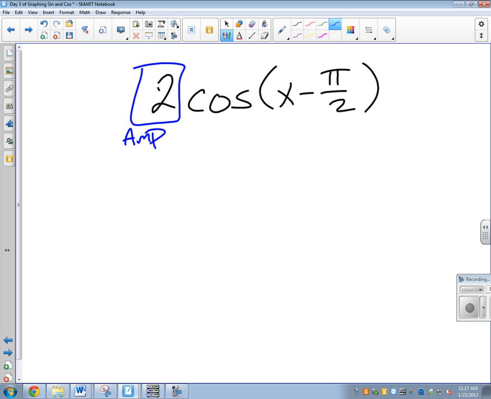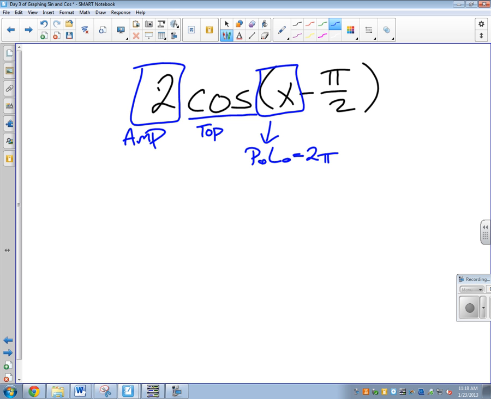This is number 7 on the review that I passed out. Okay, so 2 is my amplitude. It's a cosine graph, so I know that's going to mean I'm going to start at the top when I end up graphing it. Is there anything here, Jacqueline, in front of my x? No. If there's anything in front of my x, that would change my period length. Since there's nothing there, my period length is the normal period length of 2 pi.